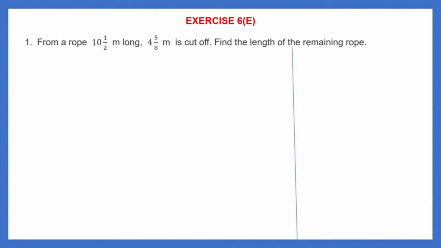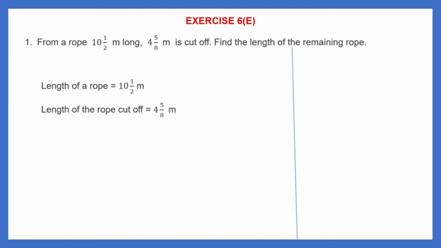So I'm reading out question 1. From a rope 10 1 by 2 meters long, 4 5 by 8 meter is cut off. Find the length of the remaining rope. So there is a rope which is 10 meters long. For a word problem, we need to write statements. So let's start with the first statement. Length of a rope is 10 1 by 2 meters. Let's read the second part. From this, 4 5 by 8 meters is cut off. So second statement, length of the rope cut off. Now we need to find the length of the remaining rope.